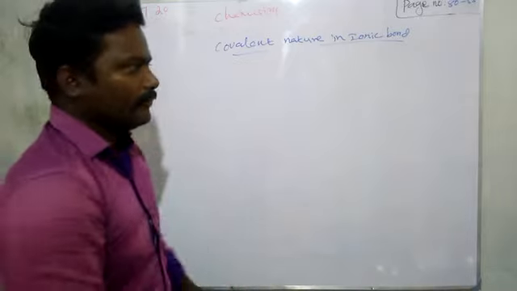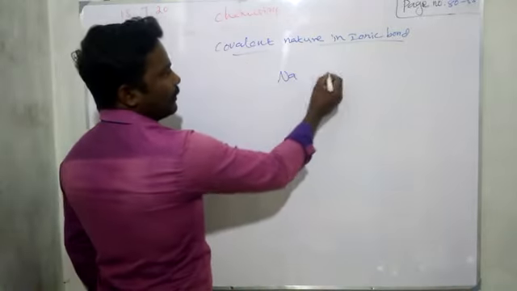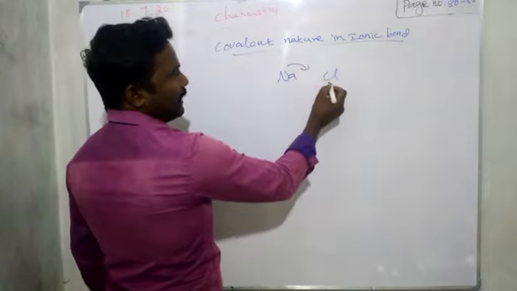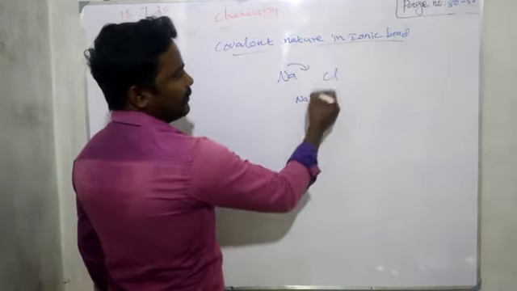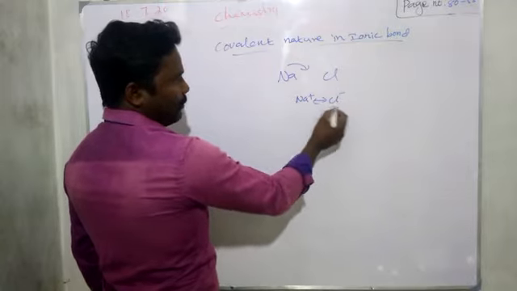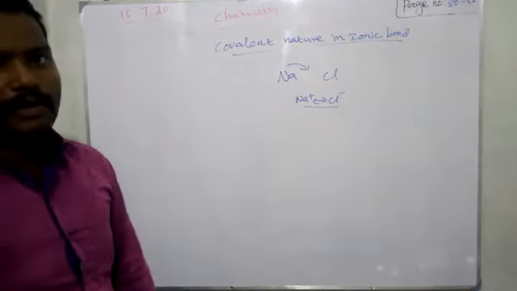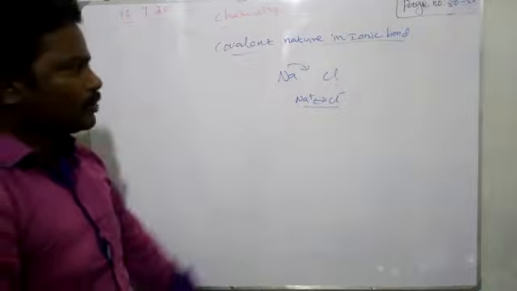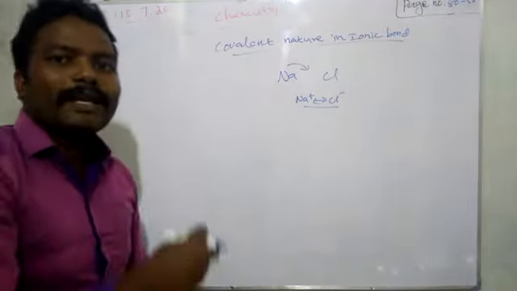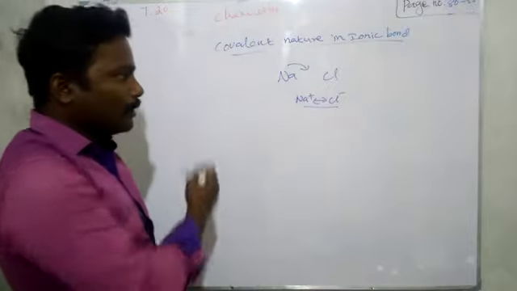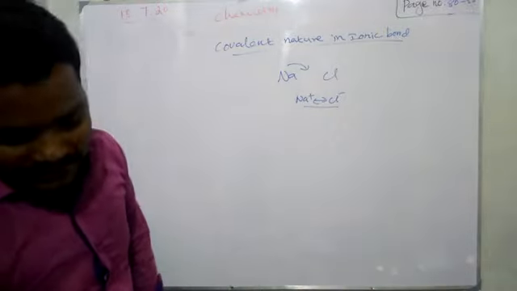For example, if you take sodium chloride, sodium will give an electron and chlorine will accept the electron. So Na+ and Cl- will form a bond between them. It is called the ionic bond. In this attraction, we have a small covalent character also. How the small covalent character comes, we will see now.